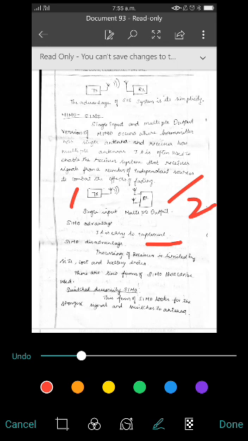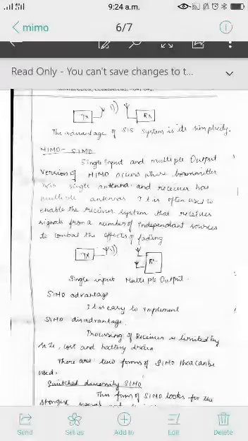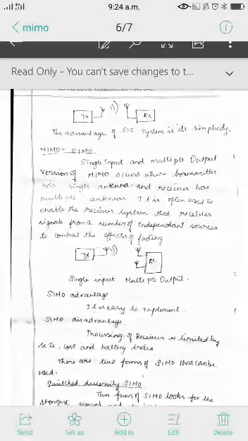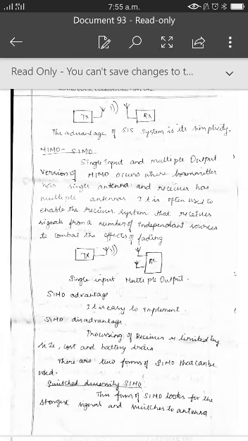But still it adopts two forms of methodology. One is switched diversity SIMO and another one is maximum ratio combining SIMO. Switched diversity SIMO is when you are using multiple receivers. You can switch to the receiver which has the strongest signal. You need not depend on only one receiver. If the other receiver has the strongest signal, you can switch easily without any loss in data.